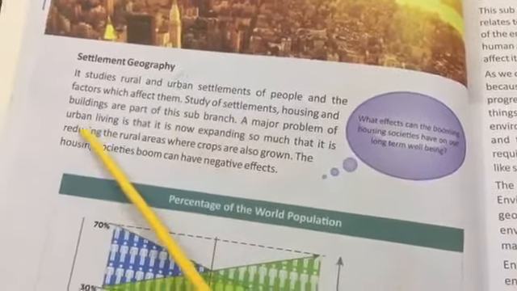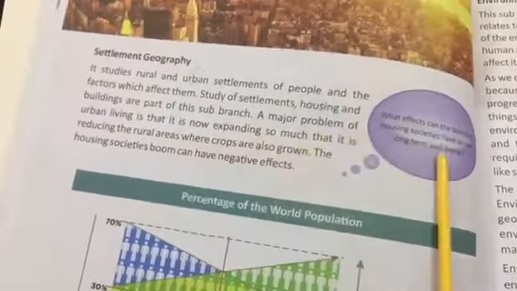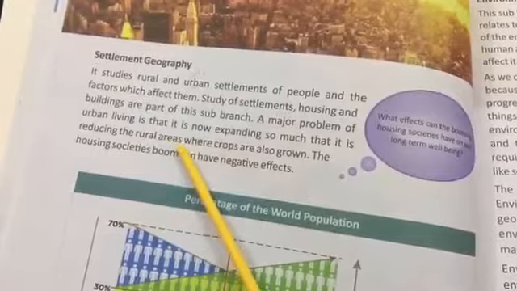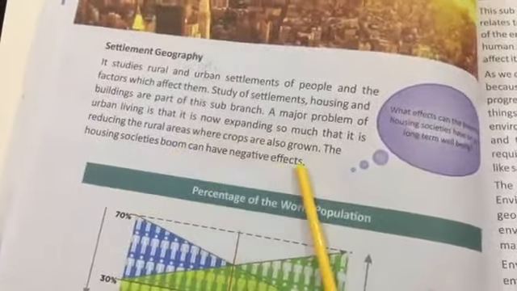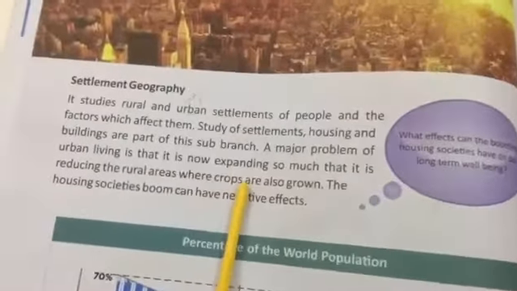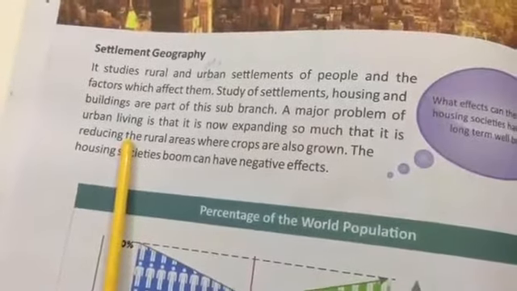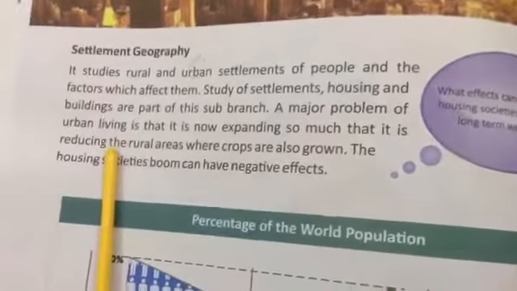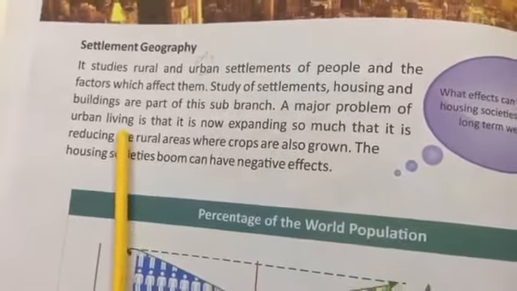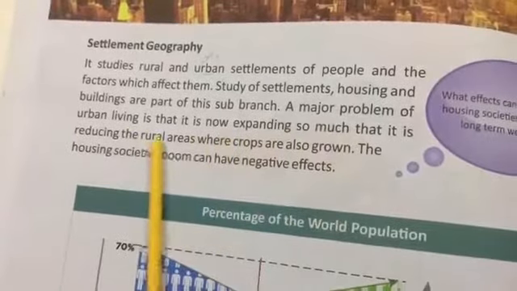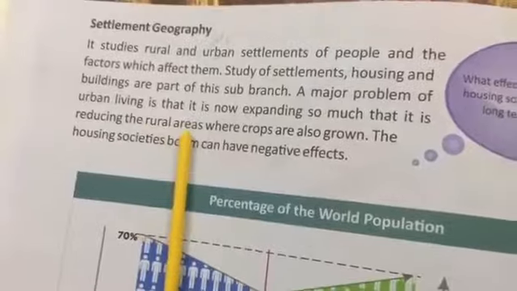So the major problem of urban, like city living, is that it is now expanding so much that it is reducing the rural areas where crops are also grown. The housing society's boom can have negative effects. Now what is happening is that the urban living is expanding. People living in the city areas, their population is high as well, and they are expanding, right? And when they are expanding, they are damaging the rural areas. How are they damaging the rural areas?